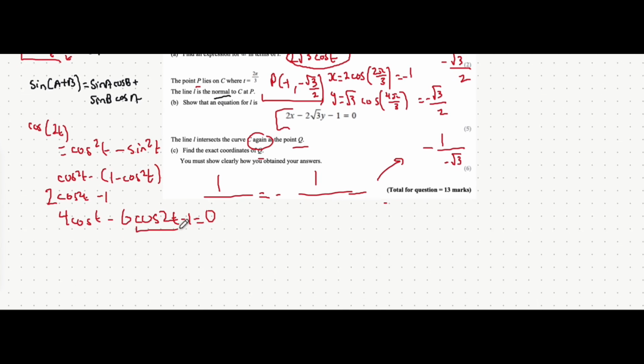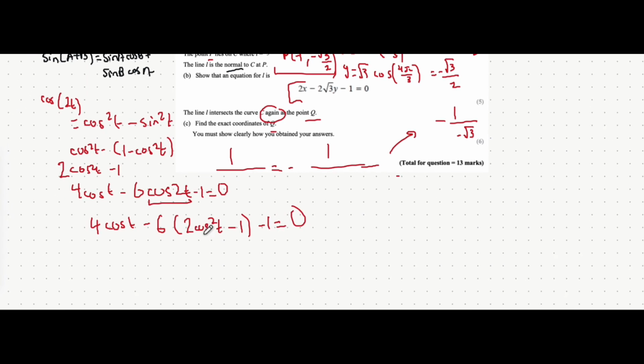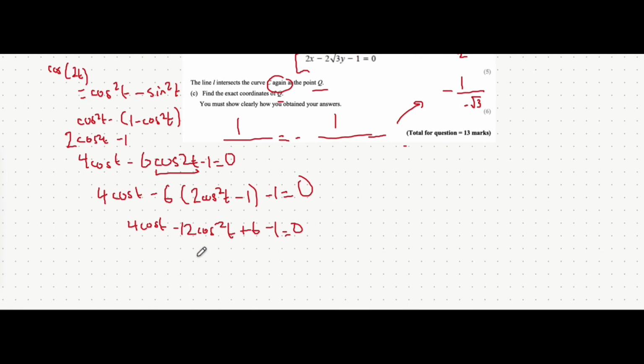Now you can replace cos 2t with all of this. So we have 4 cos t minus 6 lots of 2 cos squared t minus 1 all equals 0. You can expand out. So let's do that. 4 cos t minus 12 cos squared t, minus 6 times minus 1 is plus 6, minus 1 is all equal to 0.